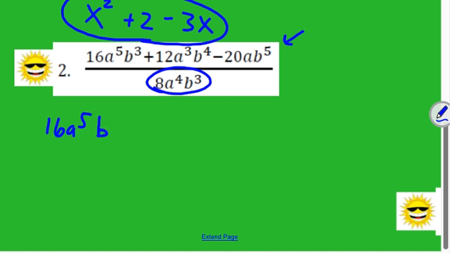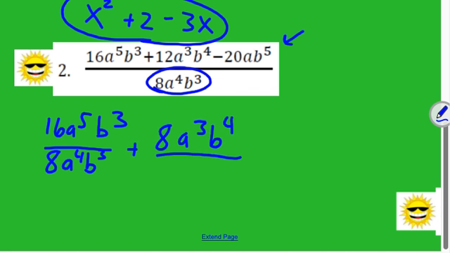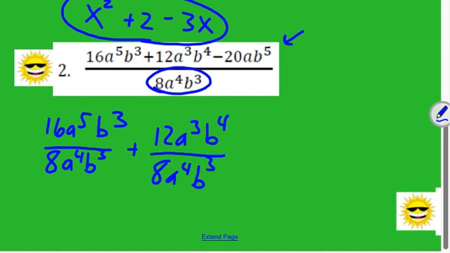16a to the 5th, b to the 3rd, over what we're dividing by, 8a to the 4th, b cubed. Plus 8a cubed, b to the 4th, all over 12a cubed, b to the 4th, all over the 8a to the 4th, b cubed. And then finally minus 20a, b to the 5th, all over your monomial, 8a to the 4th, b cubed.